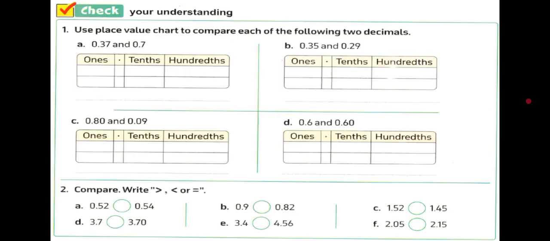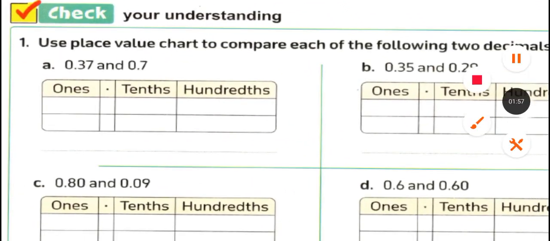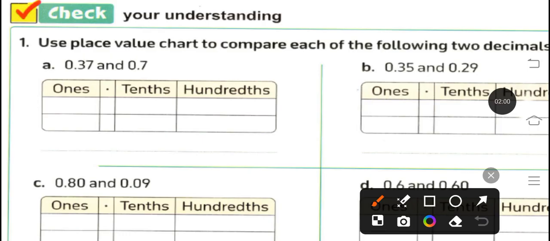Use the place value chart to compare each of the following two decimals: 0.37 hundredths and 0.7 tenths. Let's see together. 0 and 0. After the decimal point, we have 3 and 7. Without completing, 3 is less than 7, so 0.37 is less than 0.7.